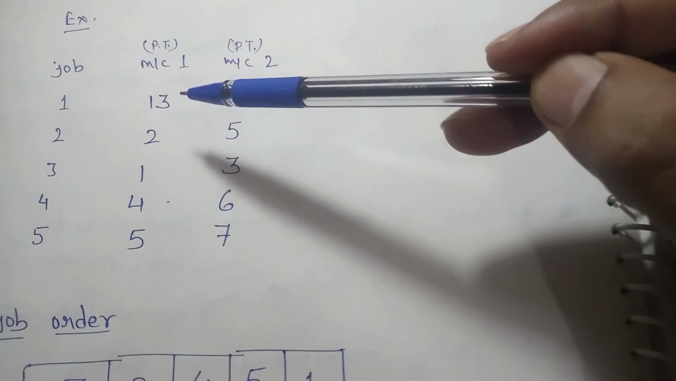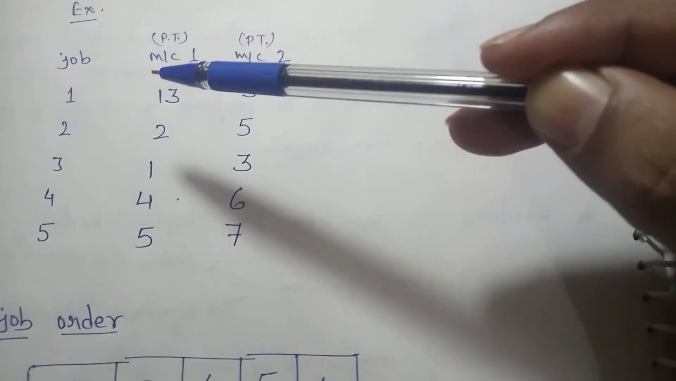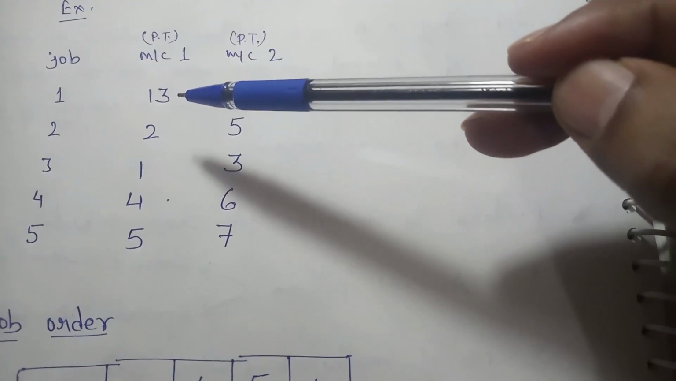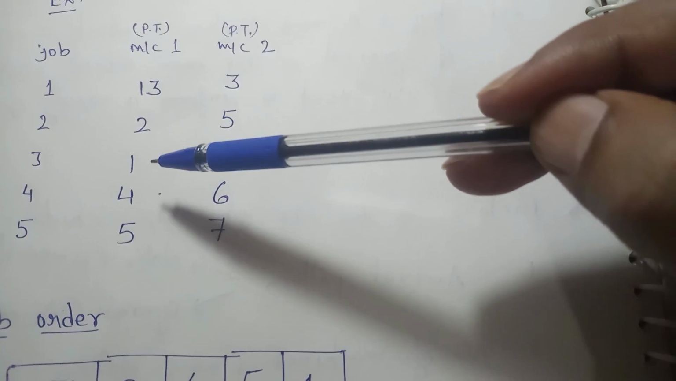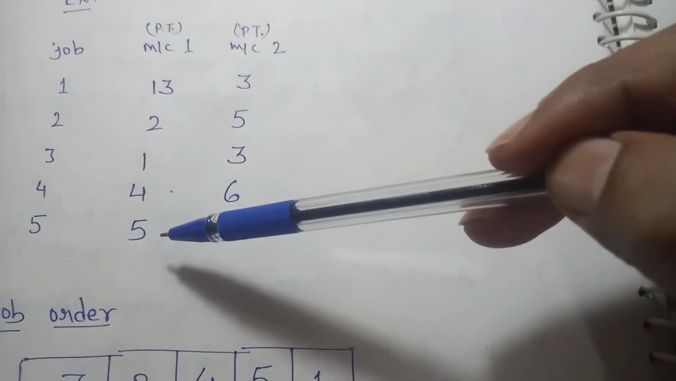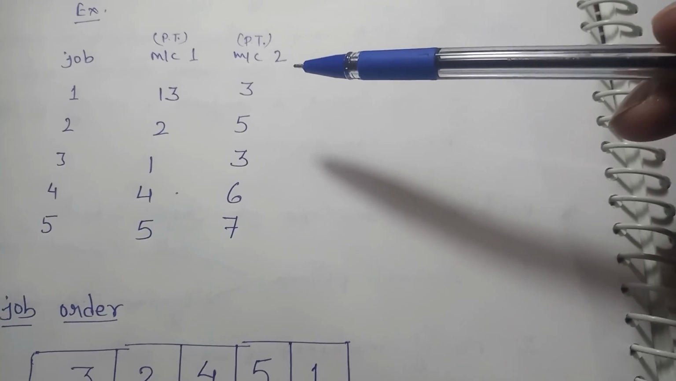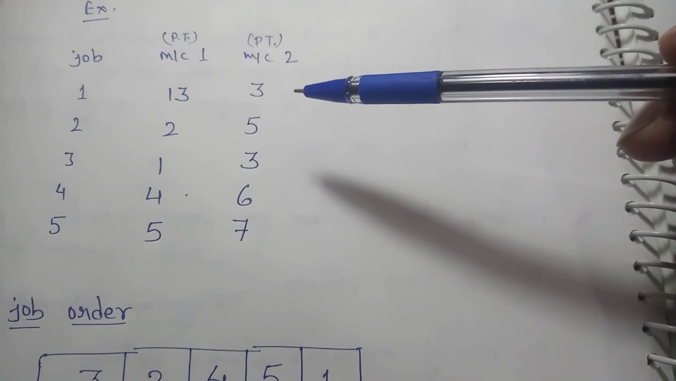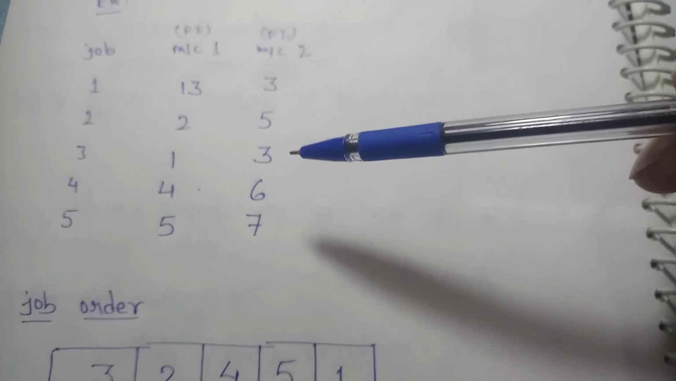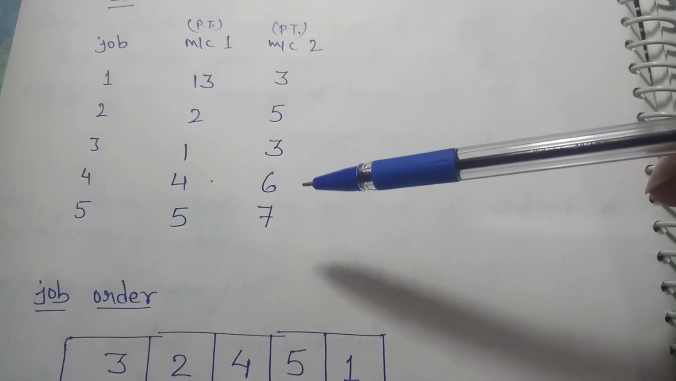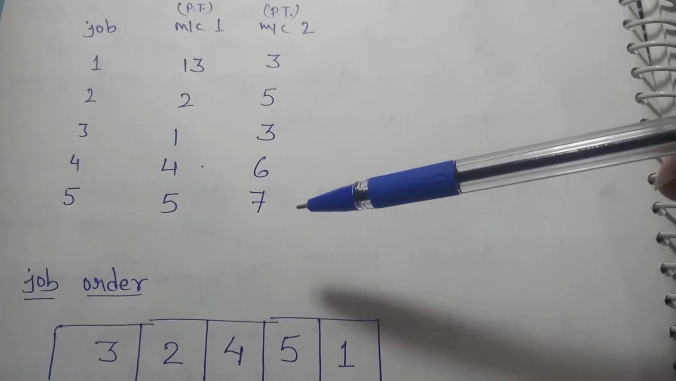Now machine 1 has, with respect to each job, 13 units, 2 units, 1 unit, 4 units and 5 units. And machine 2 has processing time for job 1 of 3 units, for job 2 of 5 units, for job 3 of 3 units, for job 4 of 6 units, and for job 5 of 7 units.